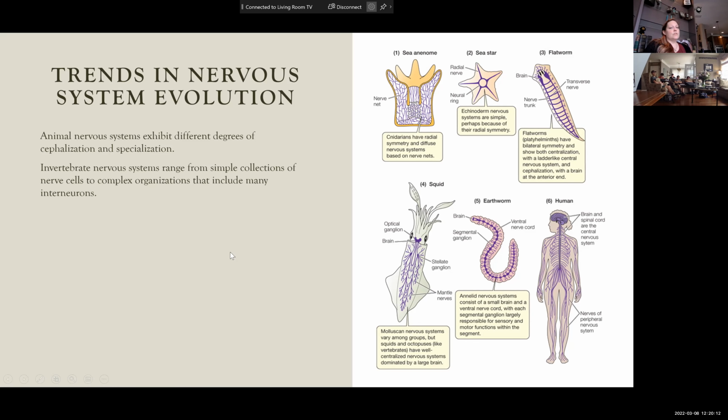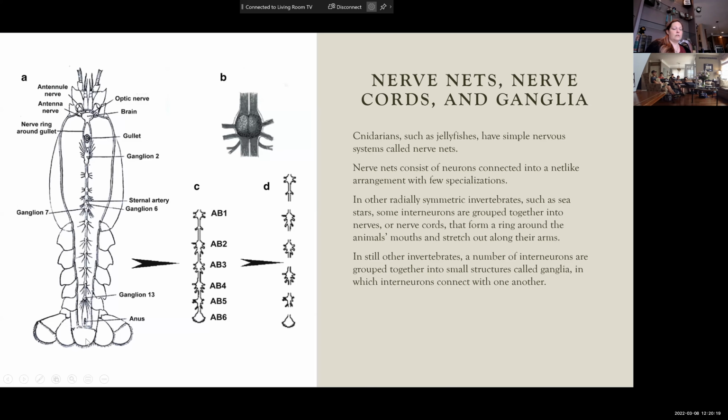So invertebrate nervous systems range from simple collections of nerve cells to complex organizations that include lots of interneurons. So it really depends. So here's your crayfish, like I was just saying. Check it out. See them? Little ganglion, and they're actually numbered. It's really neat. One of my friends did it. Ganglia? I think, I don't remember, but I think so.